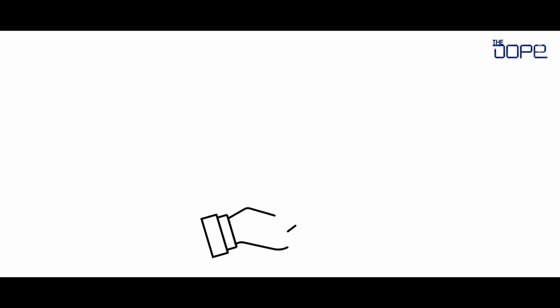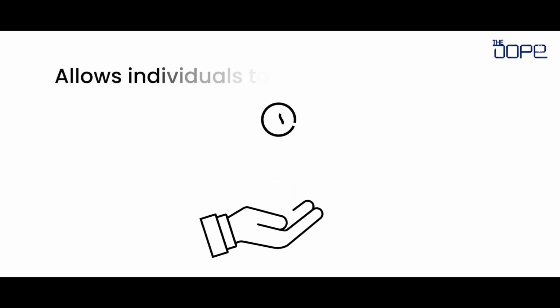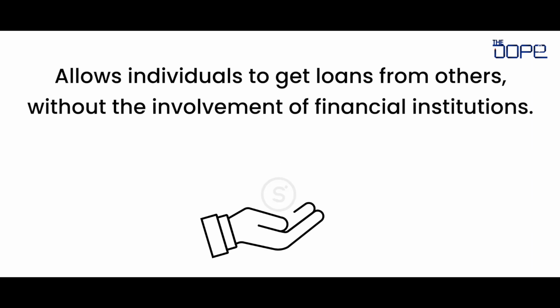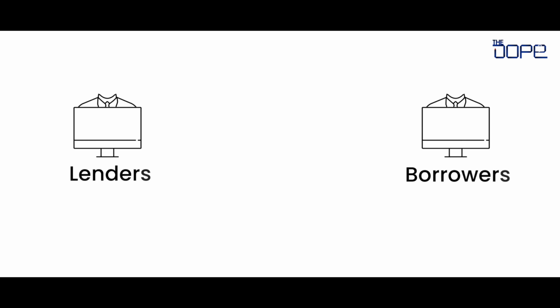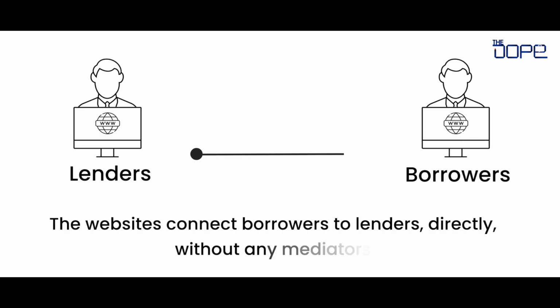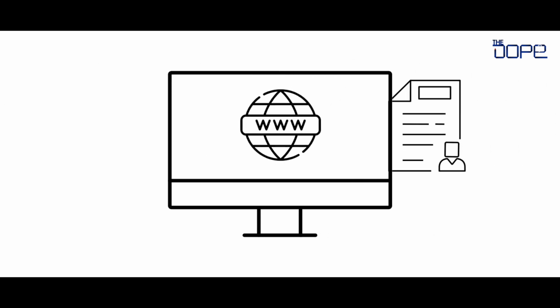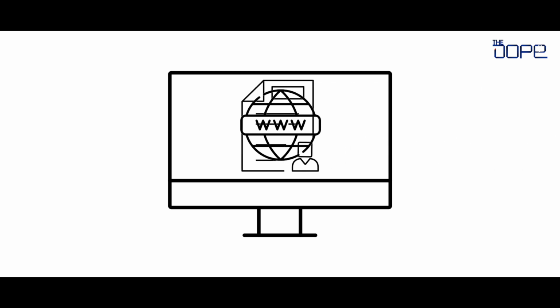Also known as crowd lending or social lending, peer-to-peer lending or P2P lending is a facility which allows individuals to get loans from others without the involvement of financial institutions. Peer-to-peer lending is a facility where the websites connect borrowers to lenders directly without any mediators. This whole mechanism takes place through websites, each having their own rates and terms and conditions.